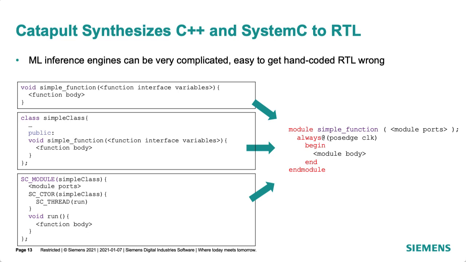The advantage here is that machine learning inference engine hardware can be very complicated, and it's often very easy to get hand-coded RTL wrong, where the hand-coded RTL implementation does not match the original specification. Catapult's RTL output is correct by construction, and by this what we mean is that the Catapult technology is very mature, and so Catapult is able to reliably synthesize the C implementation into an equivalent RTL representation. So if designers do a good job of testing their C code to prove the functionality, the RTL will match that functionality.